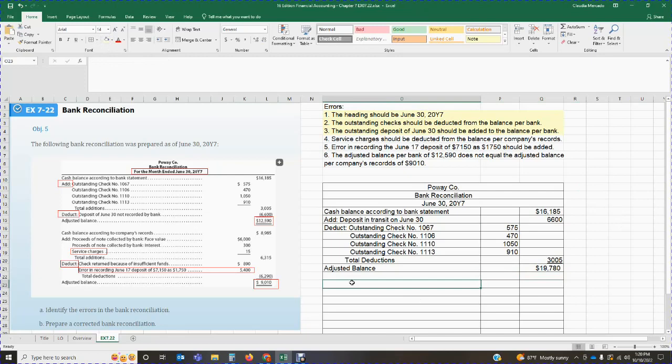Next, we're going to have our cash balance according to the company's records. So we're going to bring in all of the additions. We're going to add note collected by bank. First we had the cash balance according to the company's records. Our cash balance was $8,985. And then we're going to bring in the note collected by bank, and that's going to be including the $300 interest. So we have $6,000 of the note plus $300 of the interest. That'll give me $6,300.